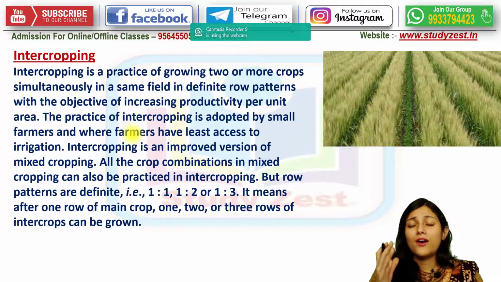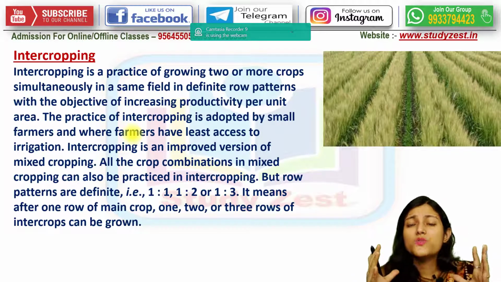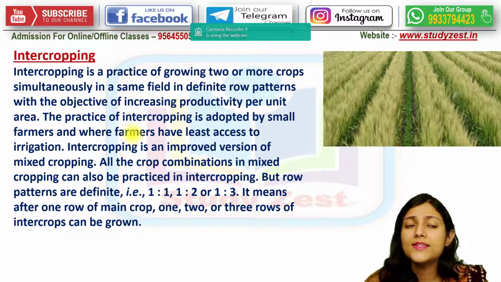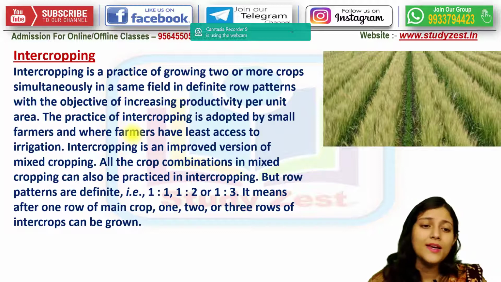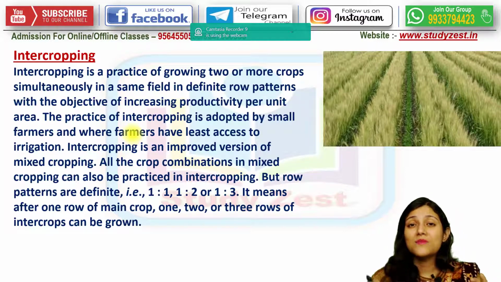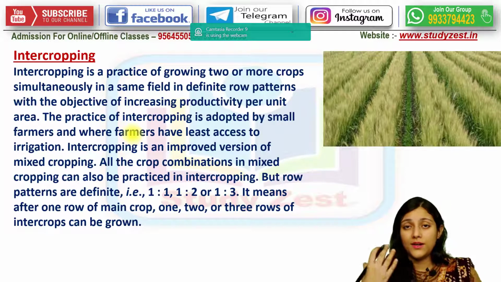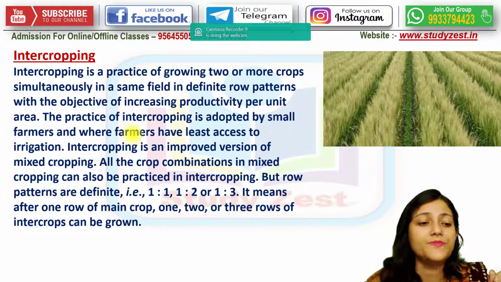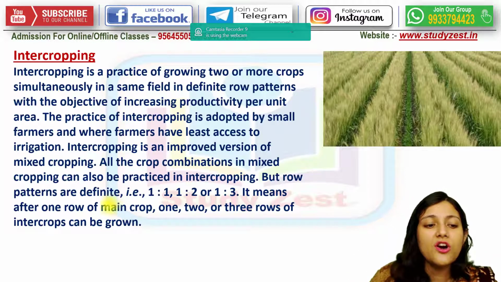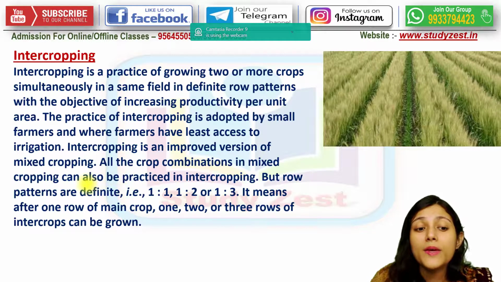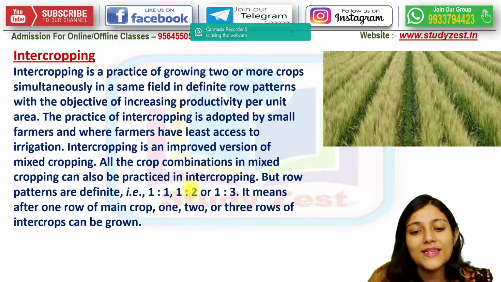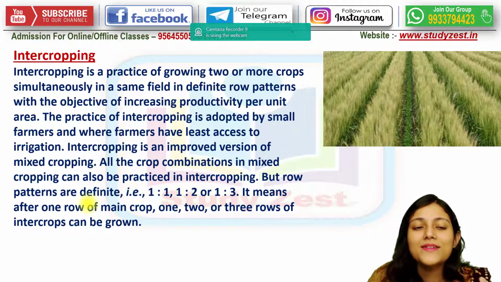There they can monitor in the small portion of land. That is why this practice is adopted by the farmers who have a very small piece of land for cultivation, and the farmers where the irrigation facility is not so good. It is an improved version of mixed cropping only, and all the crop combinations in mixed cropping can also be practiced in the intercropping, but row patterns are definite.